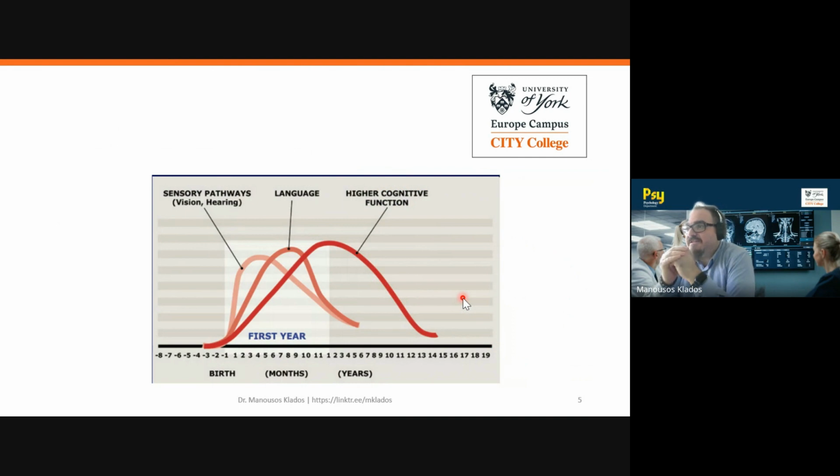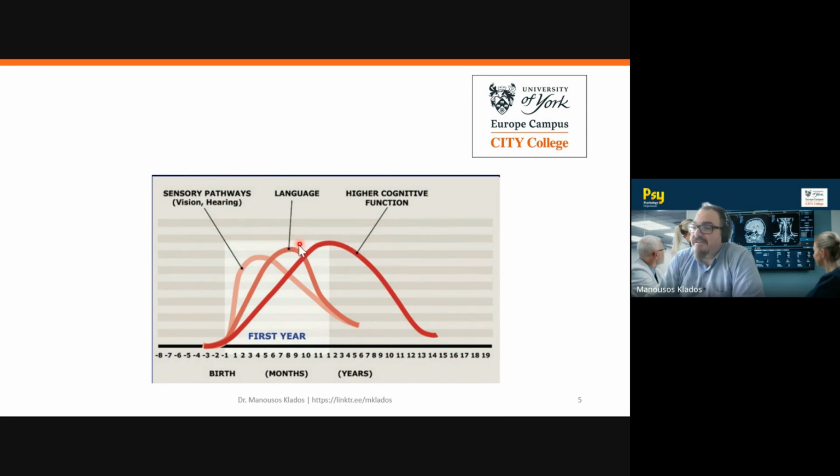Here I saw a figure where we see how the different pathways increase during the growth of an infant, a kid, a toddler. We can see that in the first months of his or her life, everything, of course, increases rapidly, but the first thing that increases a lot is the sensory pathways, vision, hearing, and so on, and this is because they are needed in order to understand the environment, to interact with the environment, and so on.